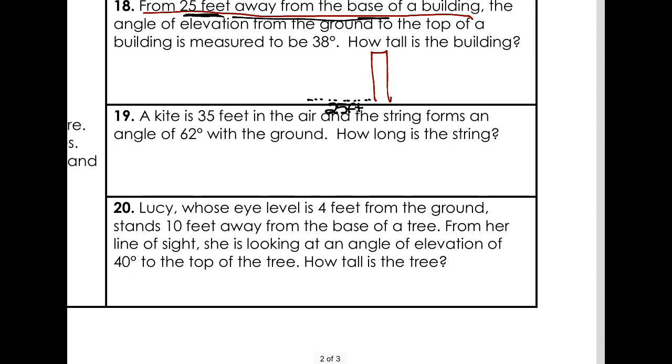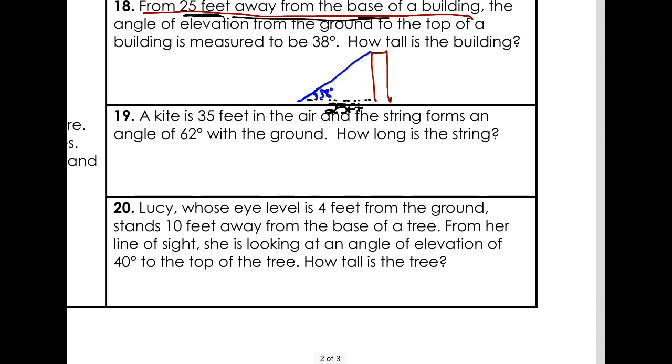It says the angle of elevation. Now remember, angle of elevation is where it meets the ground. So this angle here is, it says to the top of the building. So that angle measures 38 degrees.